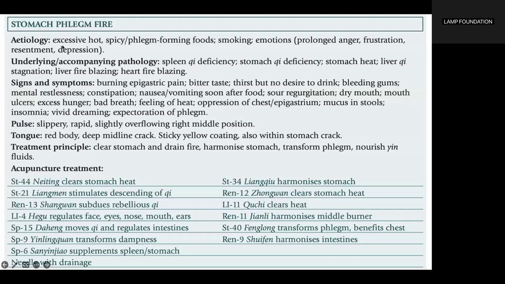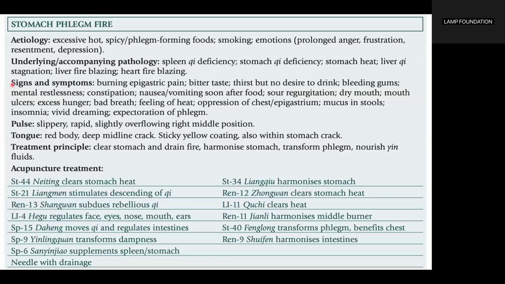Okay, the etiology of stomach phlegm fire: excessive hot, spicy, phlegm-forming foods, smoking, emotions like prolonged anger, frustration, resentment, depression. Underlying accompanying pathology: spleen chi deficiency, stomach chi deficiency, stomach heat, liver chi stagnation, liver fire blazing, heart fire blazing.